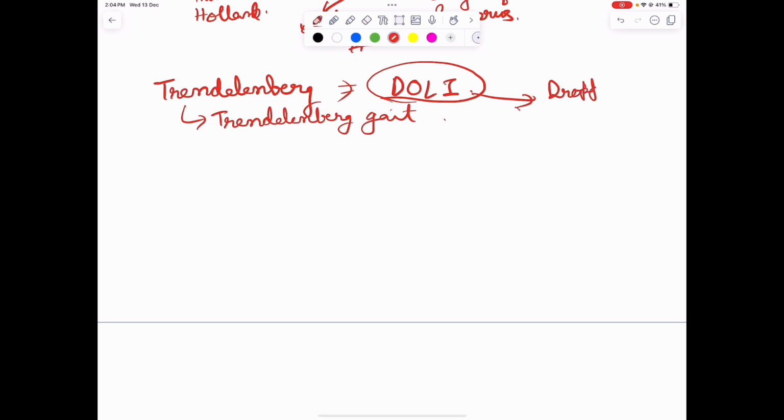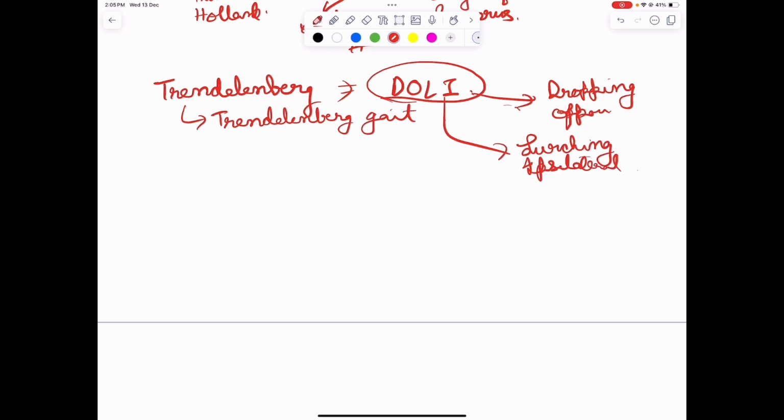That is, dropping on the opposite side and lurching on the ipsilateral side, because once AIIMS asked a question and it was really confusing. So remember all this. Now when bilateral hips are involved, then it is known as waddling gait.